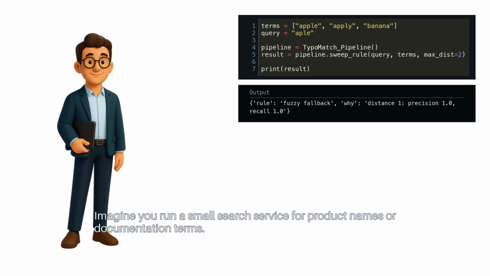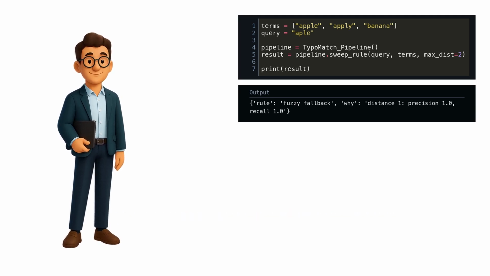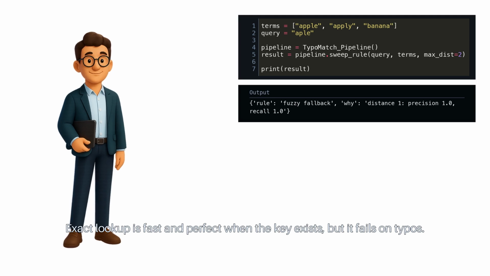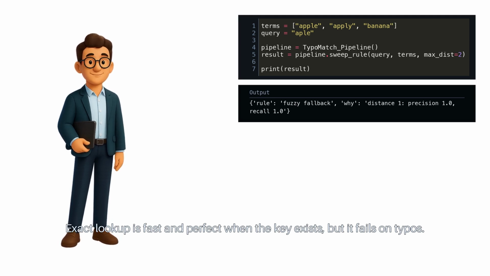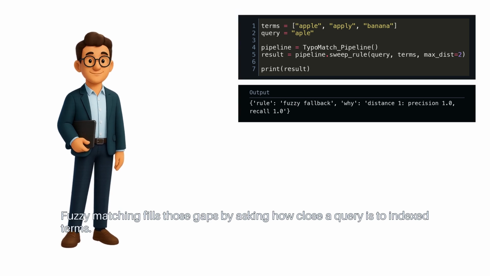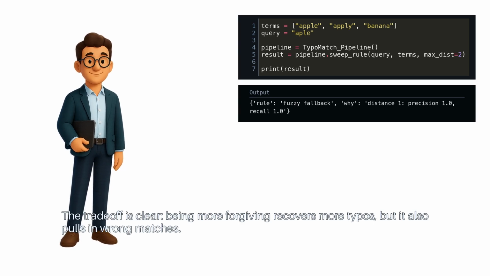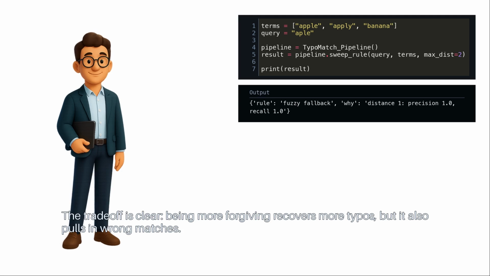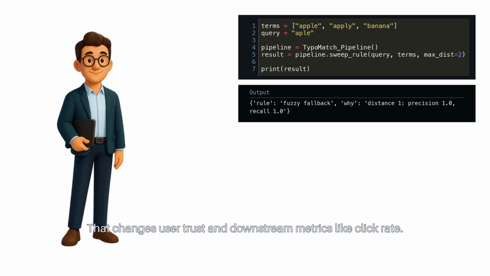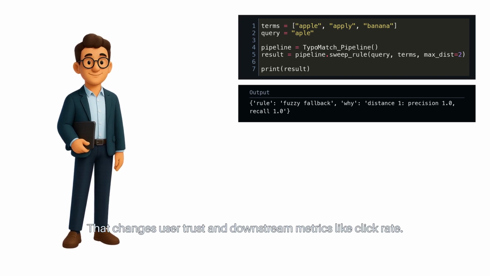Imagine you run a small search service for product names or documentation terms. Users mistype queries. Exact lookup is fast and perfect when the key exists, but it fails on typos. Fuzzy matching fills those gaps by asking how close a query is to index terms. The trade-off is clear. Being more forgiving recovers more typos, but it also pulls in wrong matches. That changes user trust and downstream metrics like click rate.